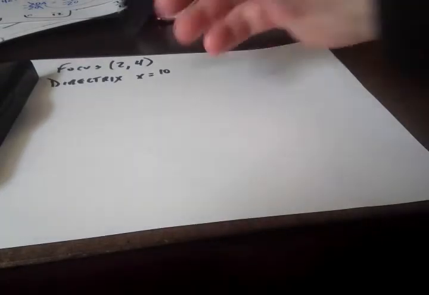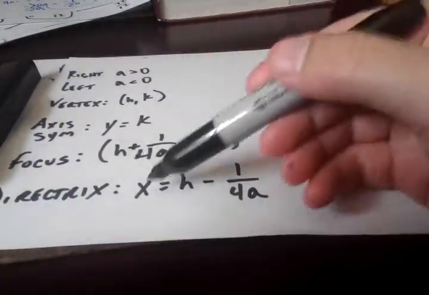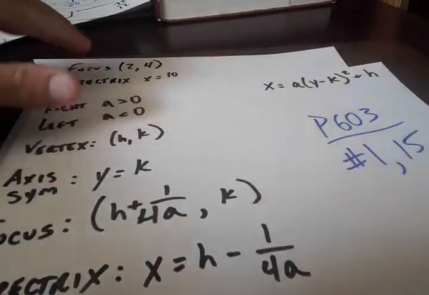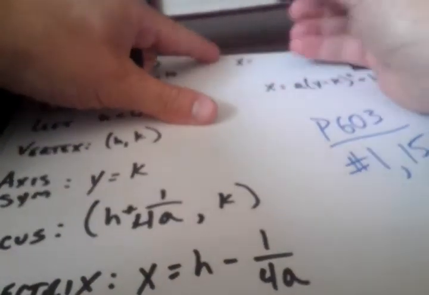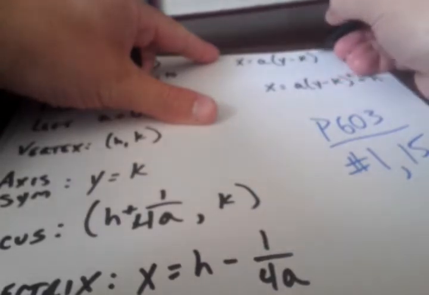29 then gives us the focus and the directrix. So let's go back to our sheet here. If you see that the directrix is x equals, here's our other sheet, it's going to be the x equals formula. So I'm going to go ahead and copy this down. This is opening left and right.